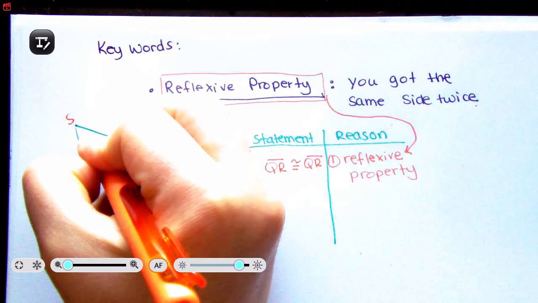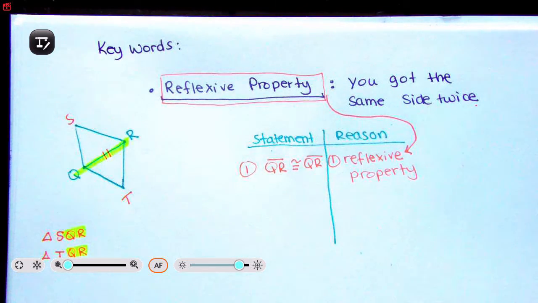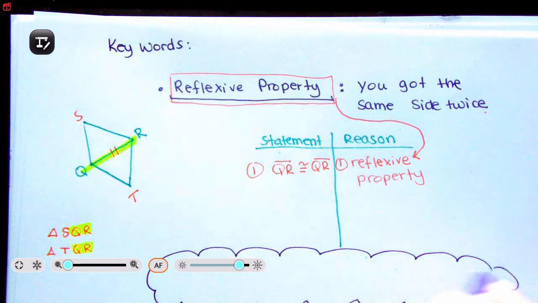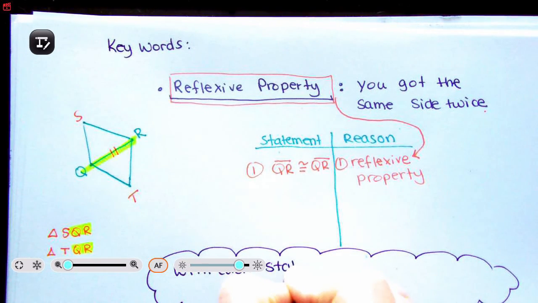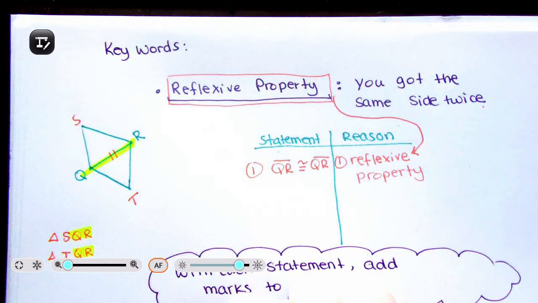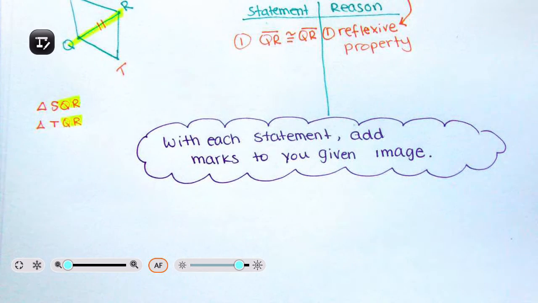So mark it up. One thing I have not mentioned yet. Here's your first thinking bubble. With each statement, you're going to add marks to your given image. Okay, with each statement, add marks to your given image. Okay, so now we have a midpoint. We now have a reflexive property.